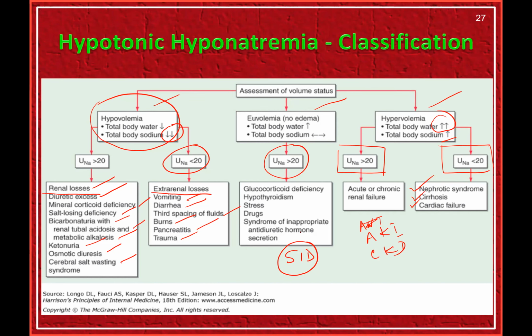Hypotonic hyponatremia means total body water has increased as well. There is an increase in the total body water, but sodium is normal. Then again look at the urine sodium. If the urine sodium is high, it could be glucocorticoid deficiency, hypothyroidism, stress, drugs, or syndrome of inappropriate antidiuretic hormone. The most important is the syndrome of inappropriate hormone. Suppose the urine sodium is normal, less than 20, then that means there is compulsive water drinking. The person is drinking more water because of compulsive water drinking.